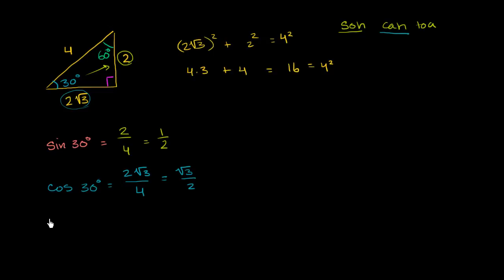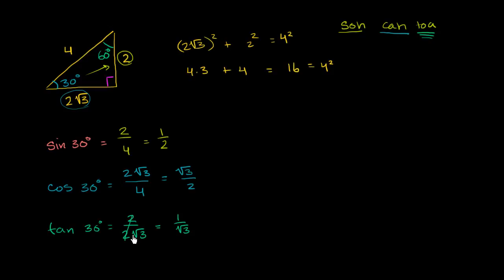Finally, let's do the tangent. The tangent of 30 degrees. We go back to SOHCAHTOA. TOA tells us what to do with tangent. It's opposite over adjacent. We go to the 30-degree angle, because that's what we care about. Tangent of 30. Opposite is 2, and the adjacent is 2 square roots of 3. It's right next to it. Adjacent means next to. So this is equal to, the 2's cancel out, 1 over the square root of 3.